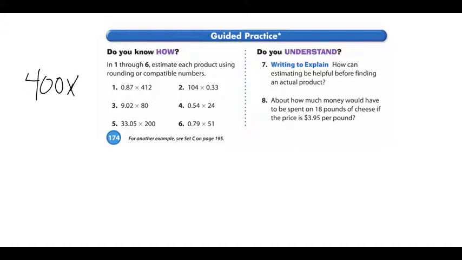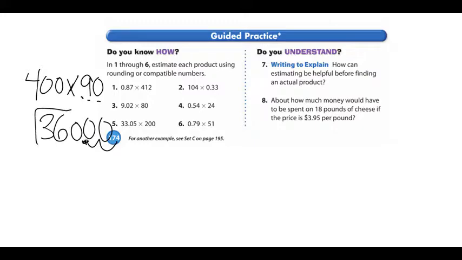But I know that 4 times 9 is 36. And there are 3 zeros, 1, 2, 3. So I can write those here. But the most important thing is to remember how many decimal places are in the factor is how many you need in the product. So I go 1, 2. So I know my answer is 360. So let's go on to number 3 and give that one a try.